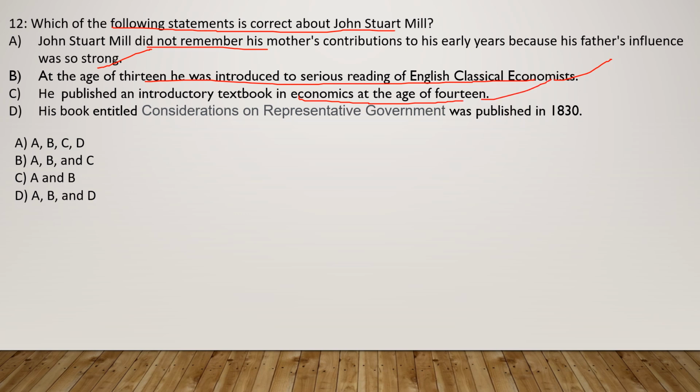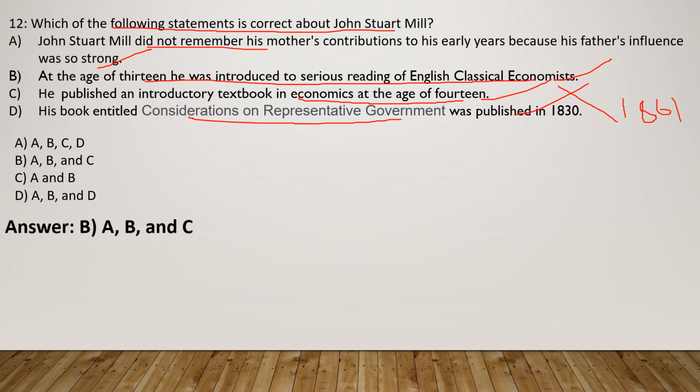He published an introductory textbook in economics at the age of 14. This is also correct. His book, entitled Considerations on Representative Government, was published in 1830. This is not correct because it was published in 1861. So the correct option is option B. A, B, and C.